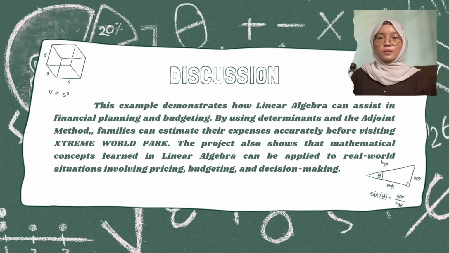This example demonstrates how linear algebra can assist in financial planning and budgeting. By using determinant and the adjoint method, families can estimate the expenses accurately before visiting the theme park. The project also showed that mathematical concepts learned in linear algebra can be applied to real-world situations involving pricing, budgeting, and decision-making.